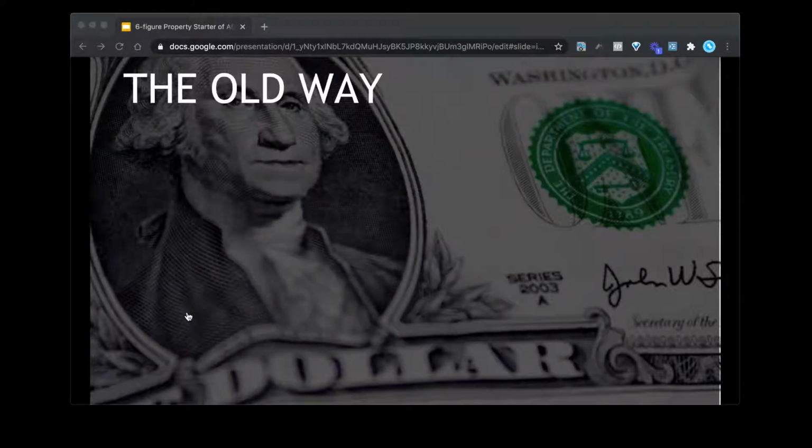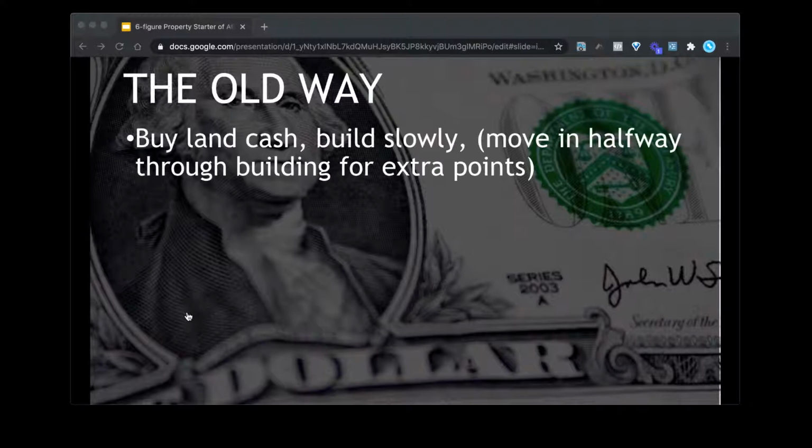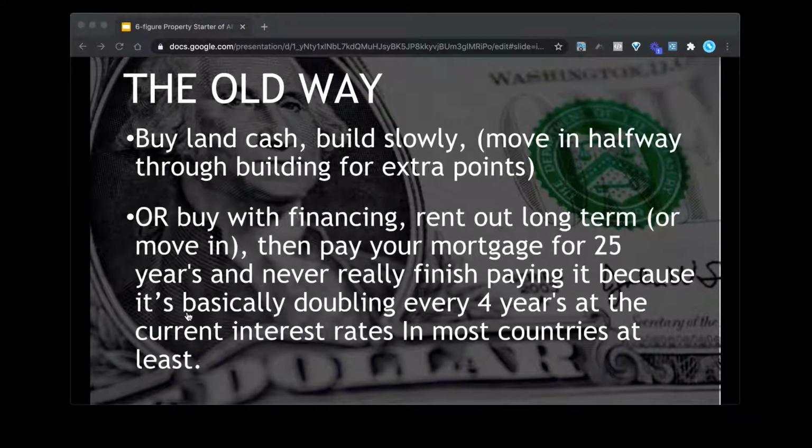And the old way, by the way, that a lot of people know about is that you buy land, you buy with cash, you buy slowly, you build slowly, let's say. You move in halfway through the building for extra points. This is what our parents did, and how they invested and built their real estate investments.